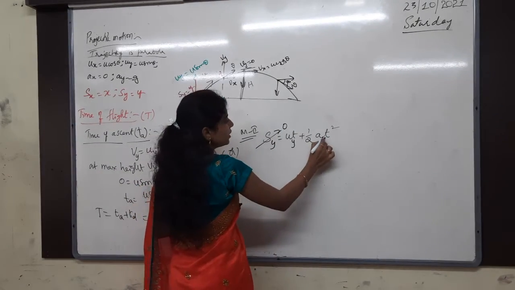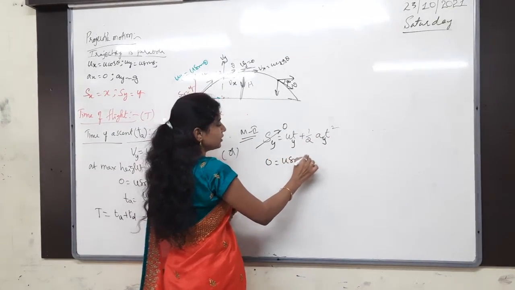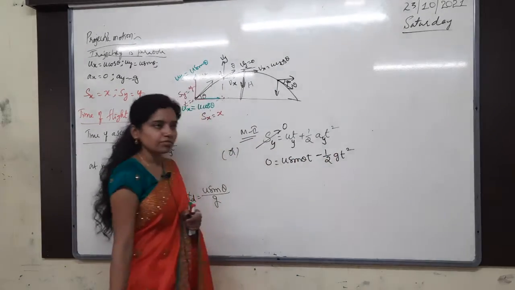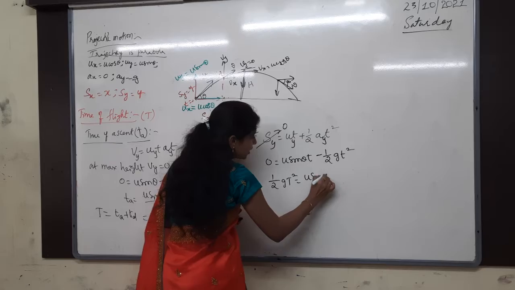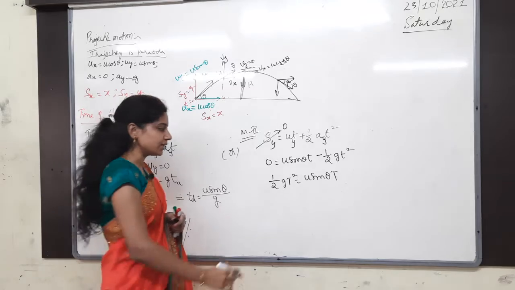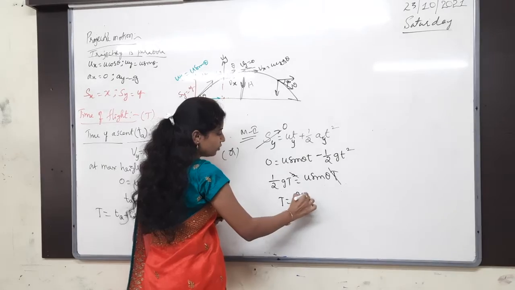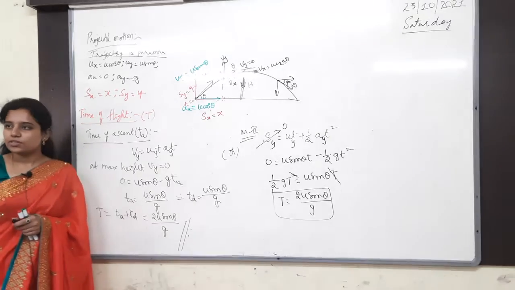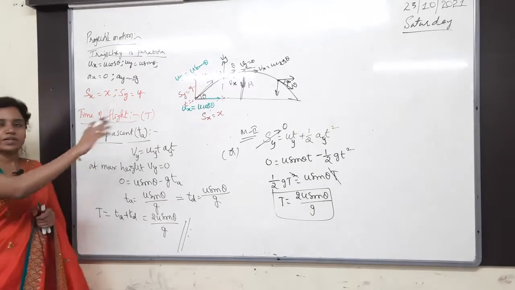0. Then uyt plus half ayt square. 0 is equal to, uy value is how much? u sin theta into t, then minus half gt square. Then half gt square is equal to what can I write? u sin theta into t. Let me take capital T as the total time of flight. So that t gets cancelled here. Then t is equal to 2u sin theta by g. We got the same answer or not? In both ways. You can find it either by the time of ascent and time of descent, otherwise total time of flight directly we can find.